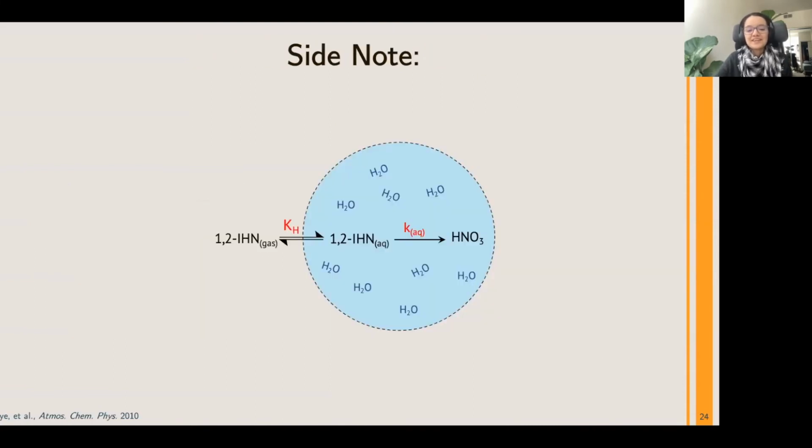Just a quick aside, I keep mentioning hydrolysis, but what information do we actually need in order to determine the loss rate? First, when the gas phase hydroxynitrate enters the particle, the amount that can enter this particle is determined by its Henry's law constant, and that's denoted by Kh. And once in the particle, it can hydrolyze with a first order loss rate, Kaq, and neither this rate nor the Henry's law constant is known for the 1,2 nitrate.